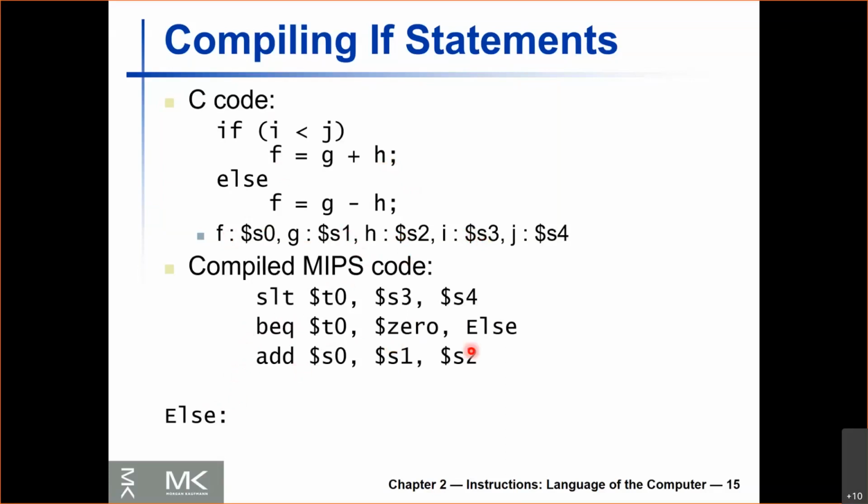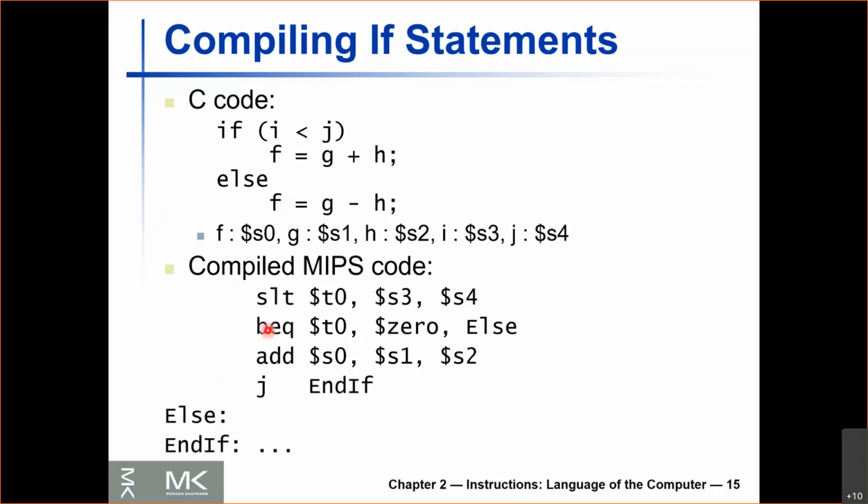And then what do I do after I add? If I do f equals g plus h, what do I do next? I want to skip over the else code and go to the end. We saw that before, right? So we're going to jump. We're going to have the end if label, and we're going to jump to that end if label. We're going to skip over the else code.